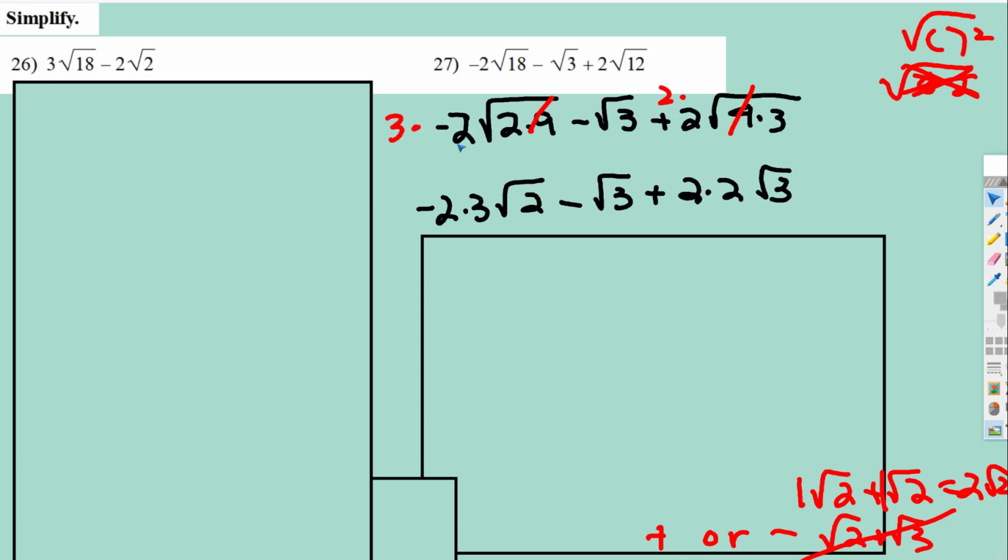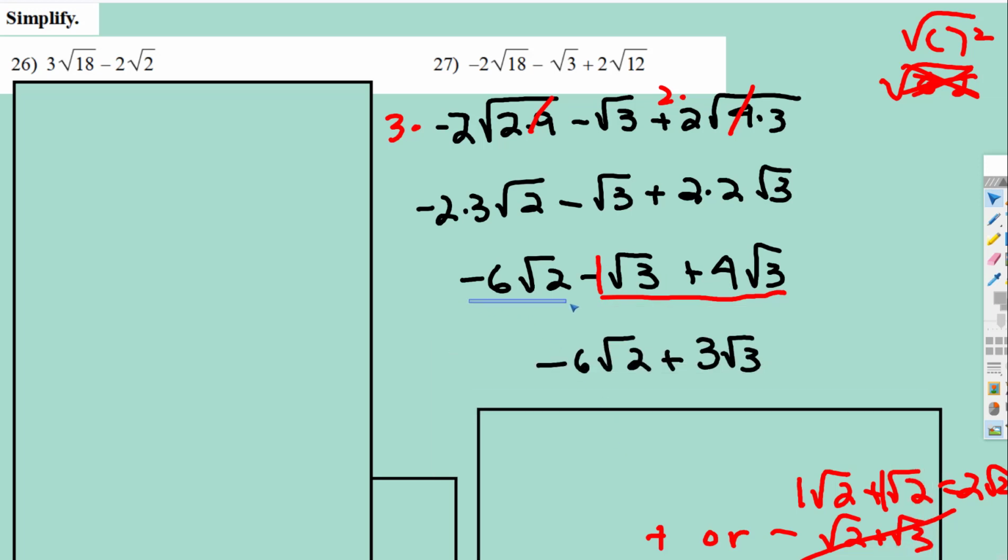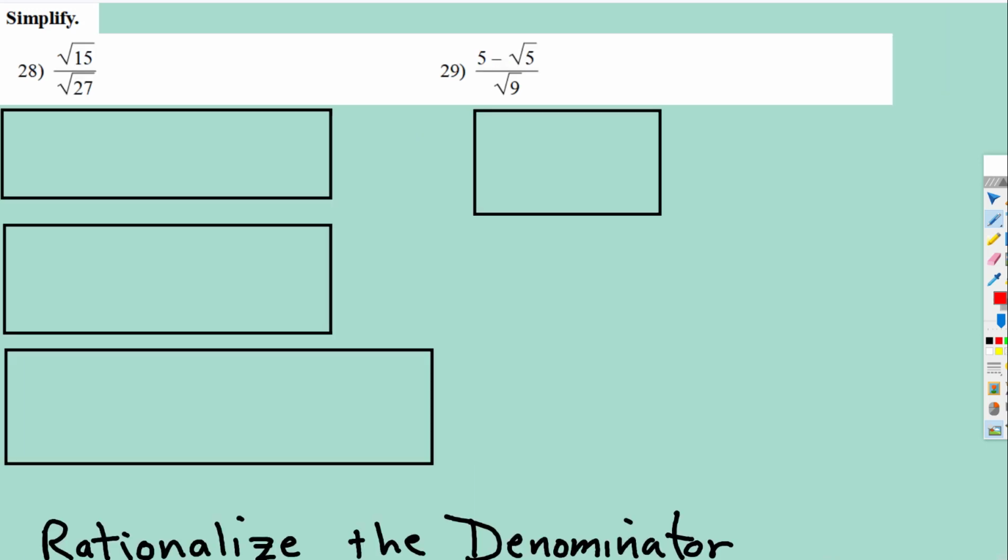So this is what we have. We have negative 2 times 3 root 2, subtract root 3, and then we have 2 times 2 times the square root of 3. So negative 2 times 3 is negative 6 root 2, subtract root 3, plus 4 root 3. And now these two both have a root 3, so that's 4 plus that invisible negative 1. And what you end up with is negative 6 root 2 plus negative 1 plus 4 is 3 root 3. All right, so that's simplifying radicals.